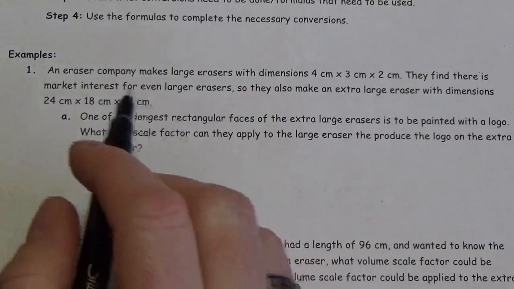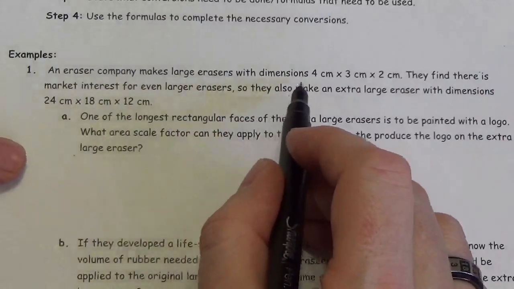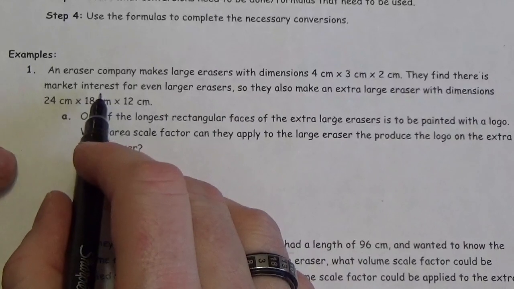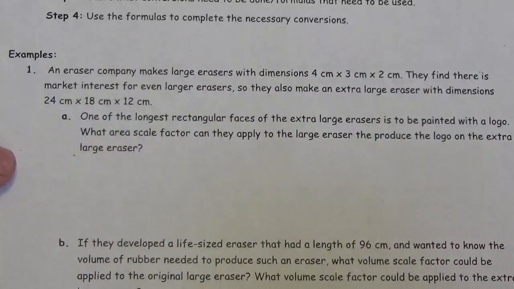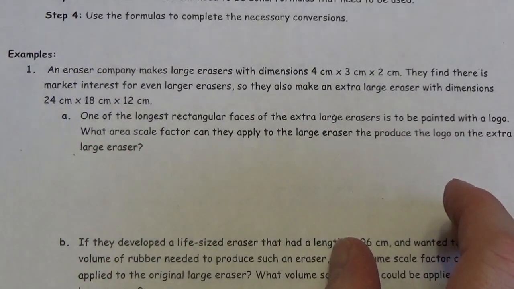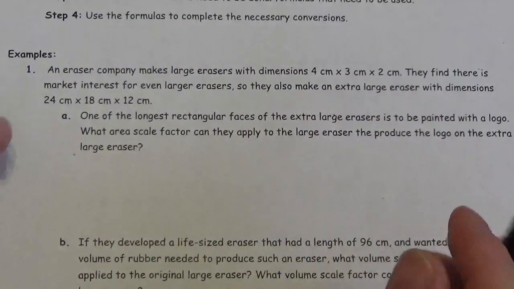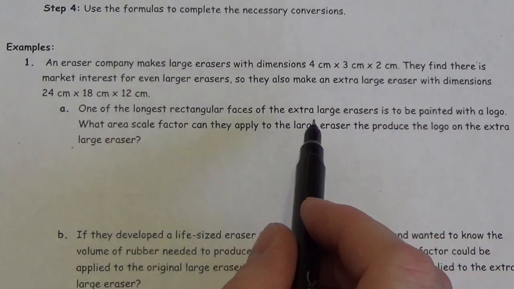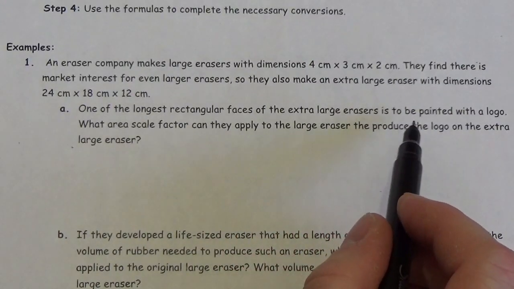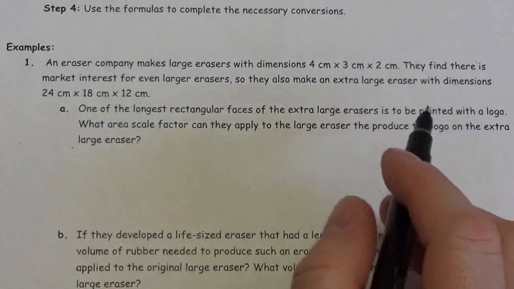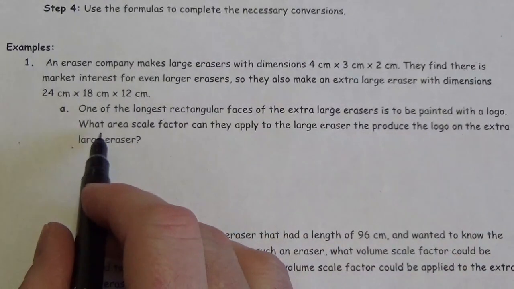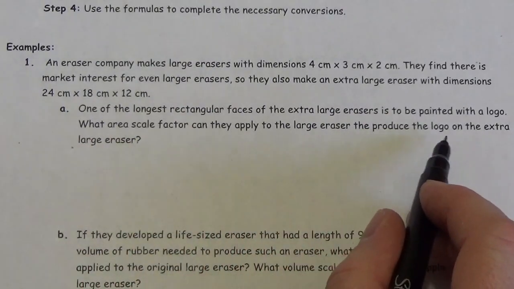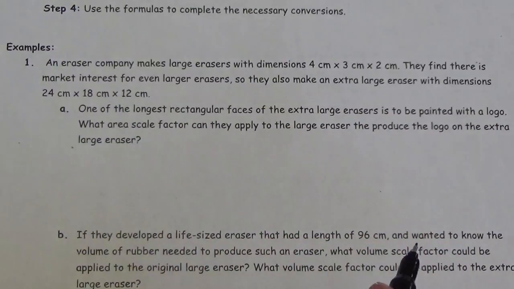Okay, so our first question says, an eraser company makes large erasers with dimensions 4 centimeters by 3 centimeters by 2 centimeters. They find that there is market interest for even larger erasers, so they make an extra large eraser with dimensions 24 by 18 by 12. One of the longest rectangular faces of an extra large eraser is to be painted with a logo. What area scale factor can they apply to the large eraser to produce the logo on the extra large eraser?